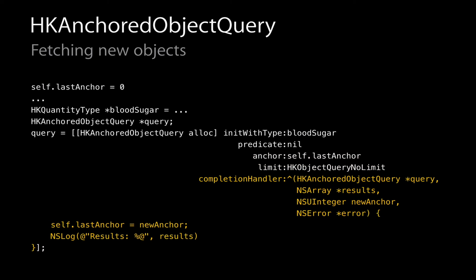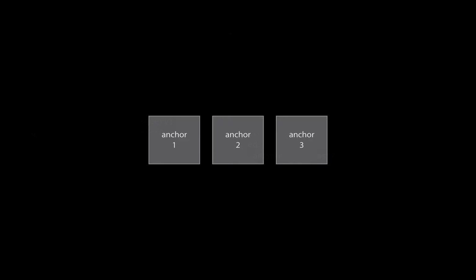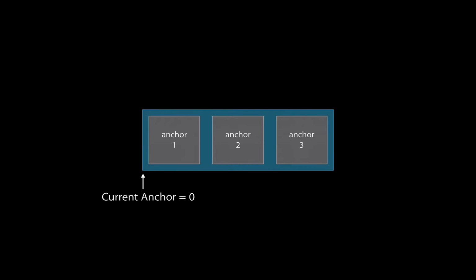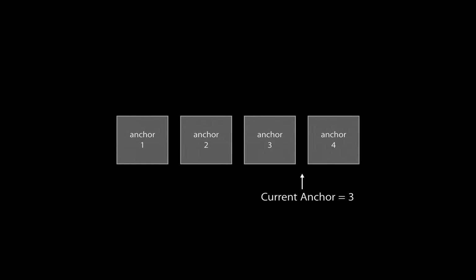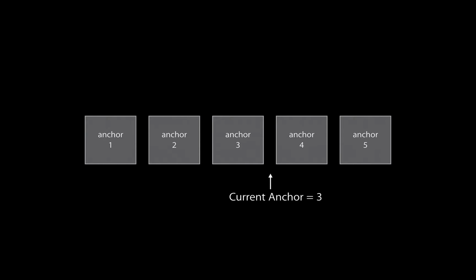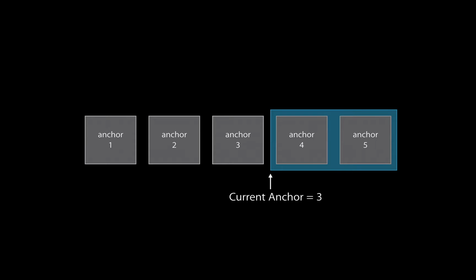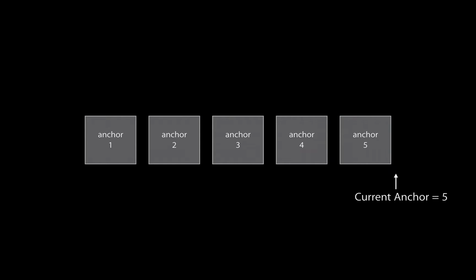And in our completion handler, we'll get our results as well as a new anchor, which we can then use in our next query. Let's see how this would look with some actual data. Let's say our database has 3 objects in it. Since I haven't seen anything yet, we'll say that my current anchor is 0. When I run my query, I'll get back objects 1, 2, and 3, and my current anchor will now be 3. Next, 2 objects are added to the database. When I run another query, I'll get back objects 4 and 5, and my current anchor will now be 5.